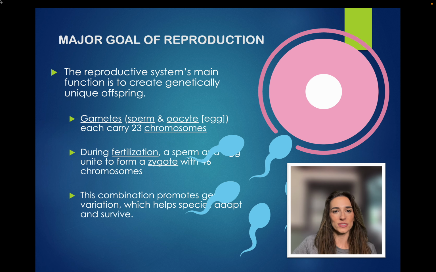So let's start by looking at the big picture. Why do we even have reproductive systems? The main goal of the sexual reproductive systems is to allow for the creation of genetically unique offspring. Each parent provides half the DNA through their gametes, which are sperm and egg, which each carry half the usual number of chromosomes. When they unite during fertilization, they form a zygote with a full set of genetic material. This genetic mixing is key. It promotes genetic variation, which helps populations adapt and survive over time. So the goal isn't just reproduction, it's creating strong, diverse generations.